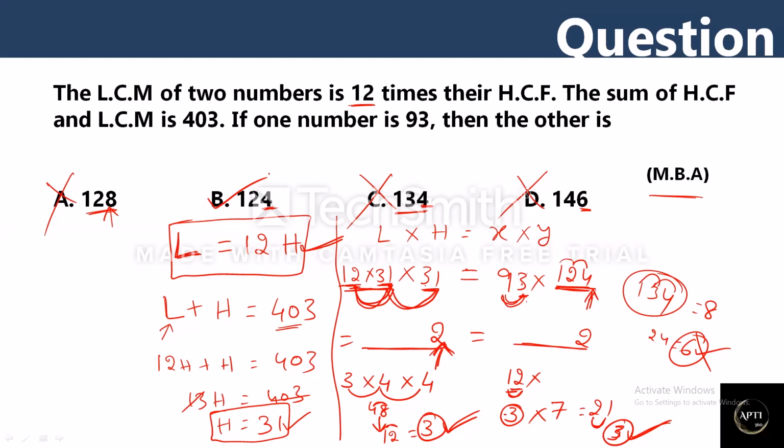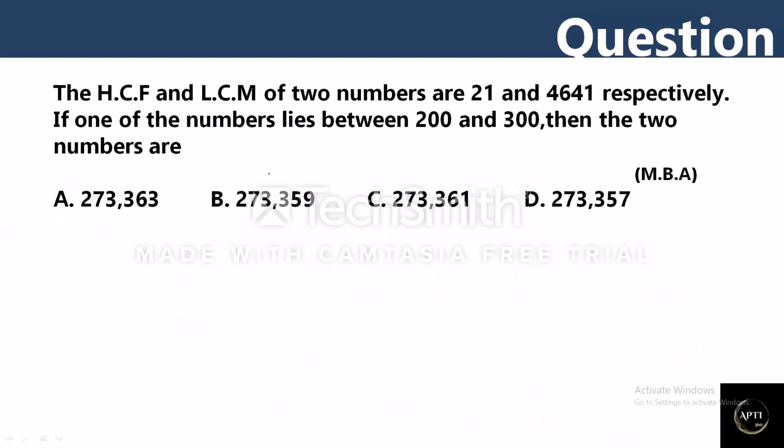So here we'll go with the next question. The HCF and LCM of two numbers are 21 and 4641 respectively. If one of the numbers lies between 200 and 300, then the two numbers are. First, I will teach you this question by using the normal approach. Very, very important question here. This question was also given in last year's MBA exam.